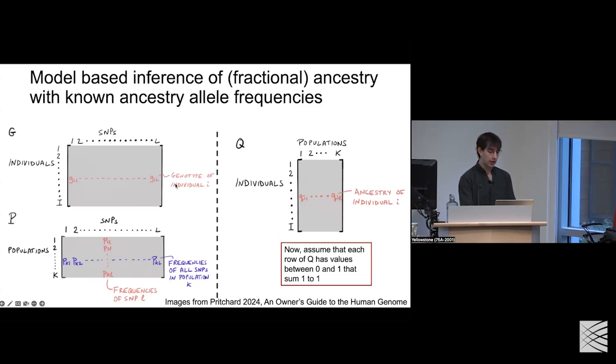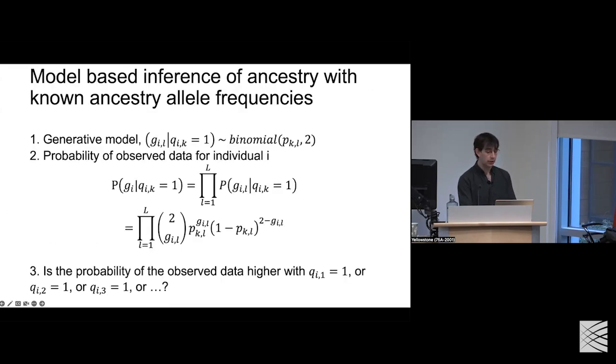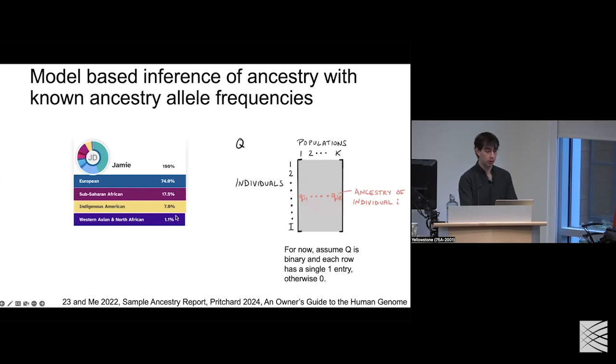G and P are on the left-hand side, indicating that these are observed objects. Q is on the right-hand side. But now we're going to assume that each row of Q has values between 0 and 1 that sum to 1. So now we're actually in a case where we can give Jamie's 23andMe report, where now we have contributions from multiple different ancestry groups.